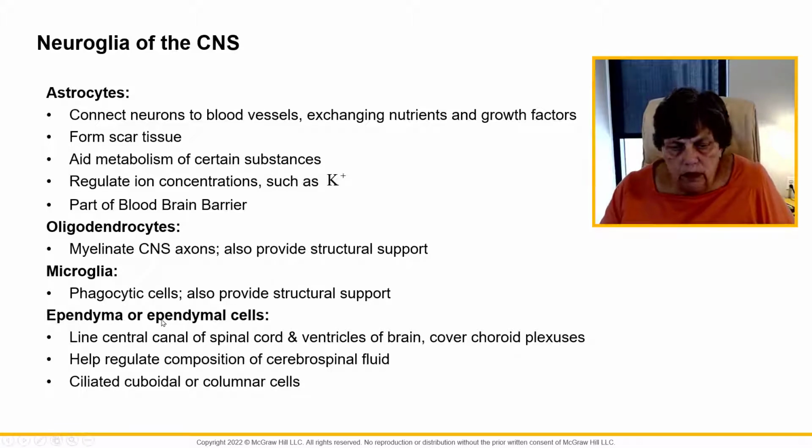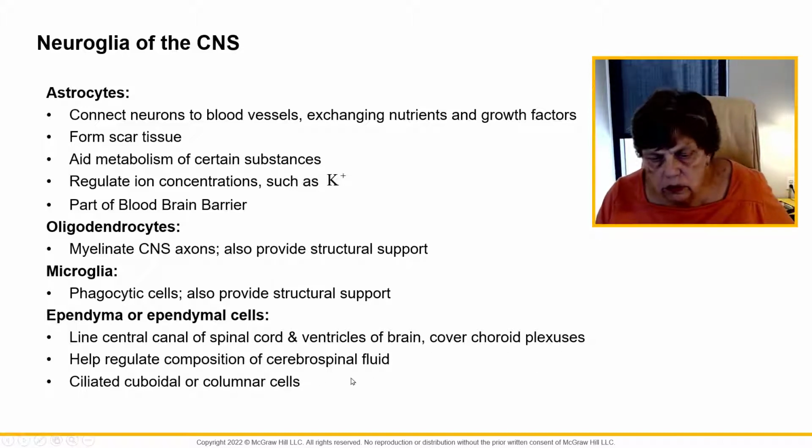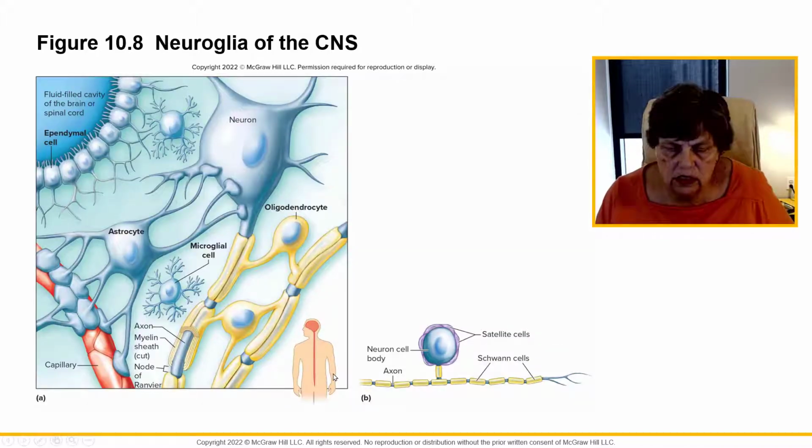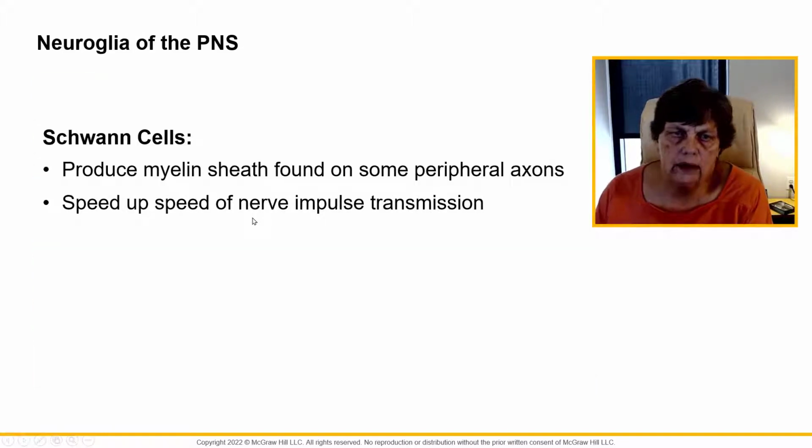Then you have the epithelial cells. These are going to line the spinal cord and the ventricles. They cover what's called the choroid plexus. What they do is regulate the spinal fluid. All right, because we've got circulating spinal fluid. So you can take a look at what these cells look like.